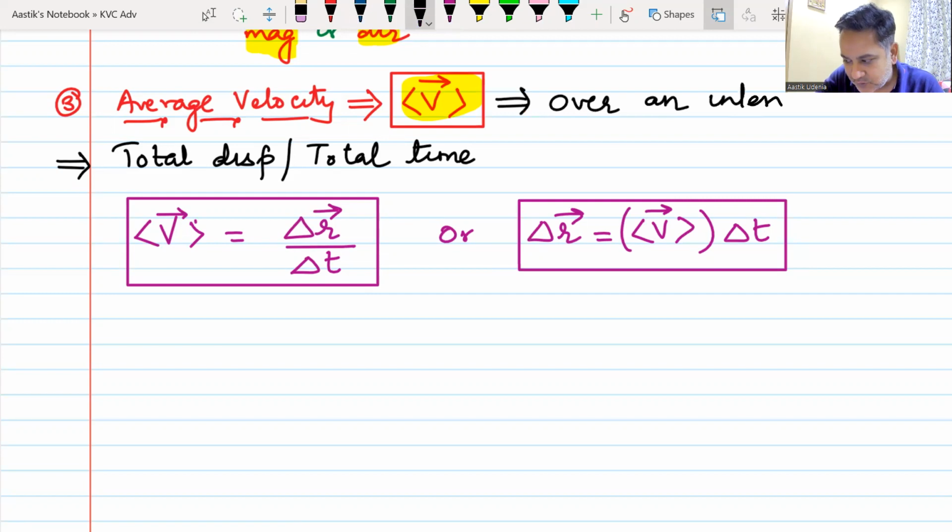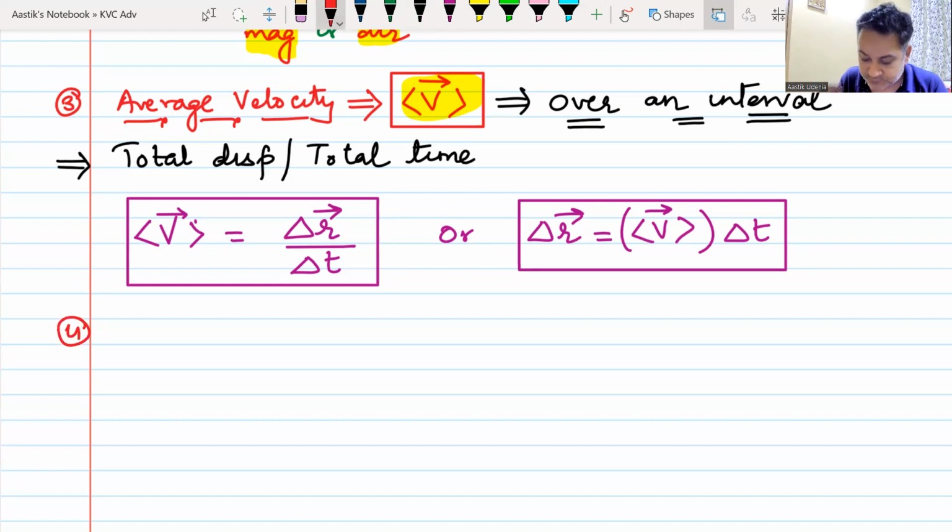Whenever someone talks about velocity between 2 points, he is always talking about average velocity between here and here, between your home and school. What is your average velocity? Total displacement divided by total time. Do we understand this? Yes, sir. Well done.